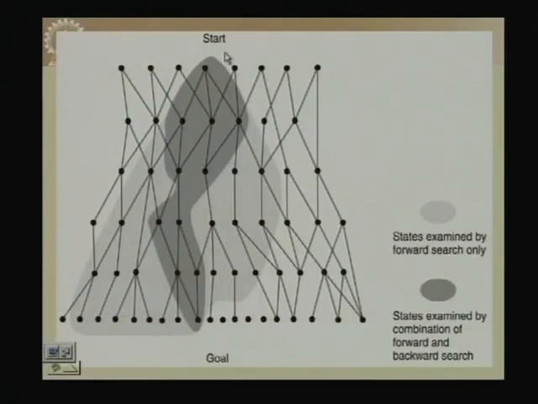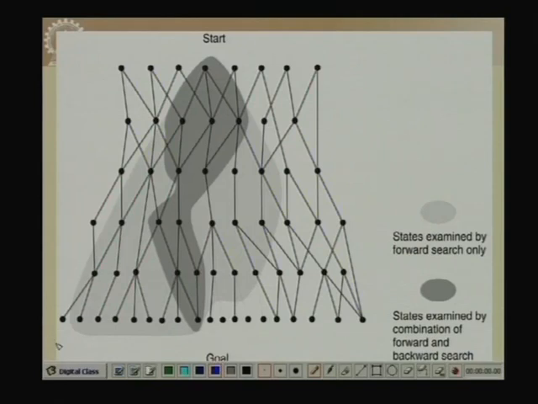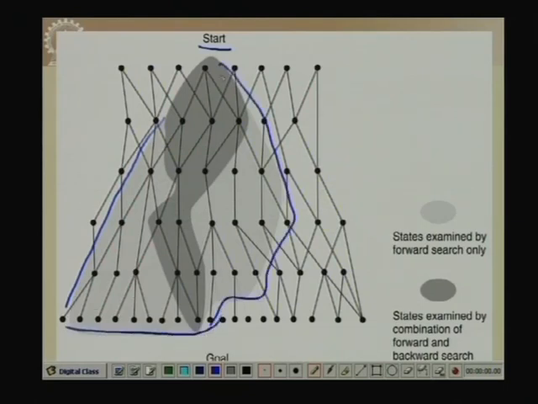So we can look at this diagram which illustrates bidirectional search. This is the start state, and this is the tree which would be expanded if one starts from the start state and moves forward, and one will be able to find the goal after examining these light gray states.